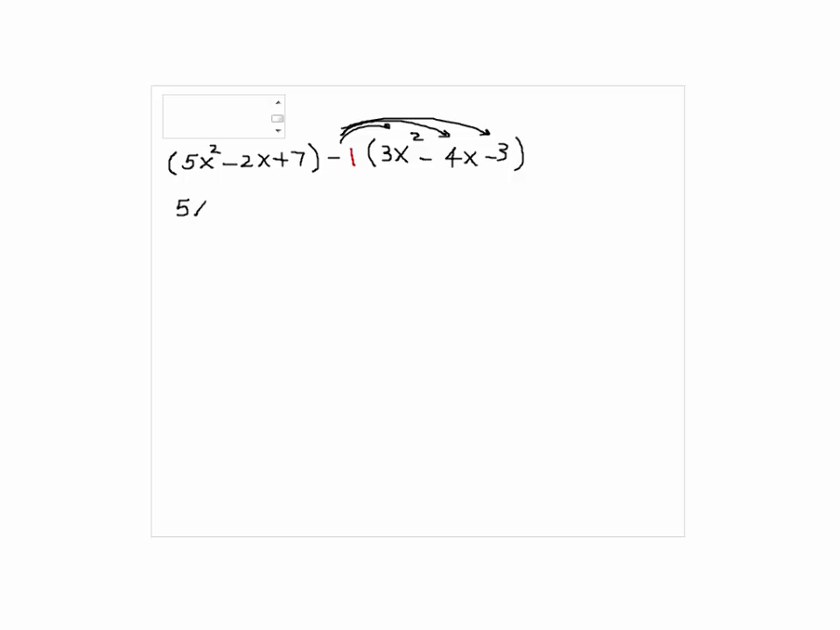So we have 5x to the power of 2 minus 2x plus 7 minus 3x to the power of 2 plus 4x plus 3. We combine like terms. We would get 2x to the power of 2 plus 2x, and then we add the constant, plus 10.